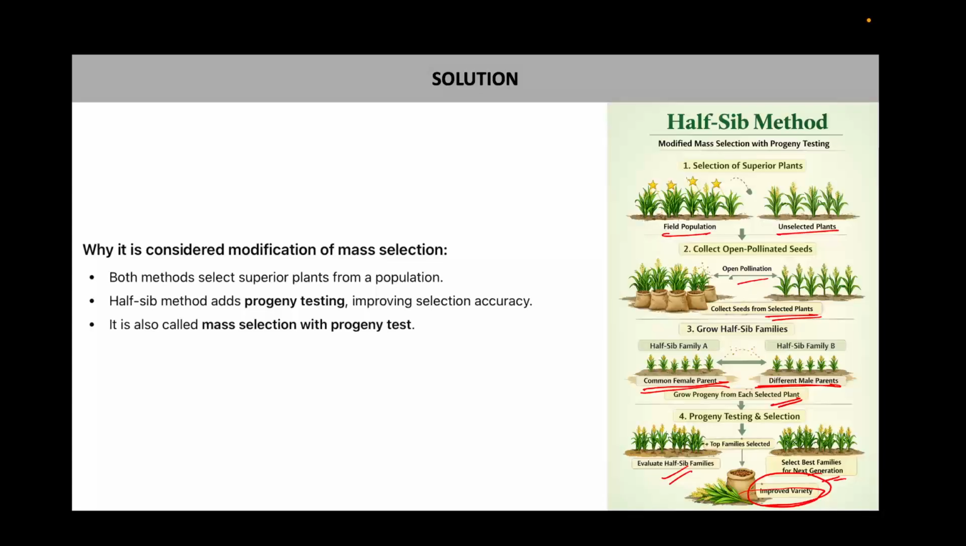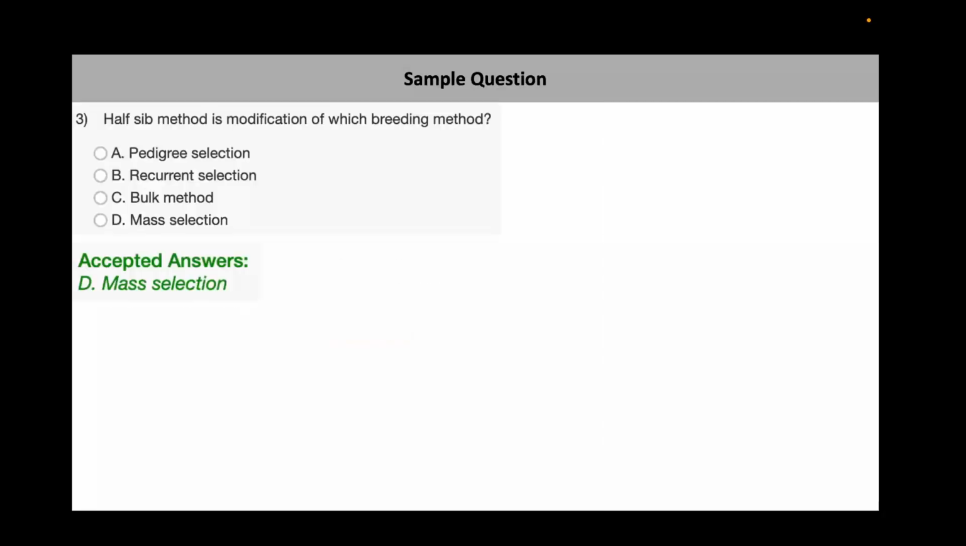Now, why is it considered a modification? Because in both these methods, the superior plants are selected from a population. Also, this method adds progeny testing, so it will improve the selection accuracy, and it is also called mass selection with progeny test. Okay, so now coming back to the question, half sib method is a modification of which breeding method? Option D is correct, that it is the modification of the mass selection method.